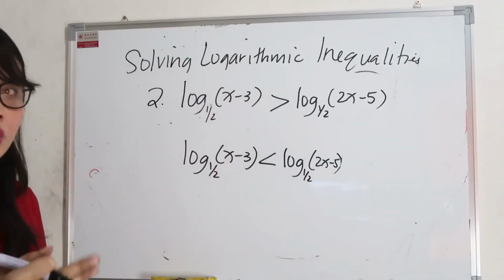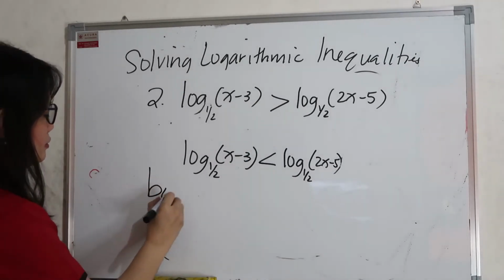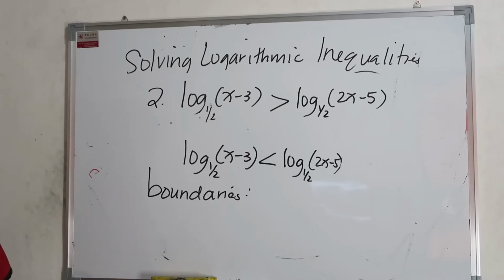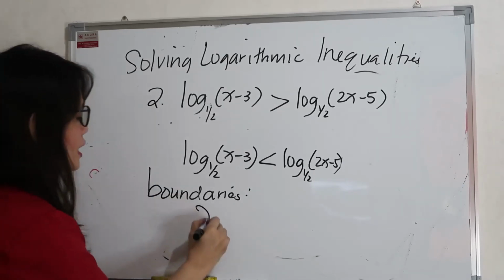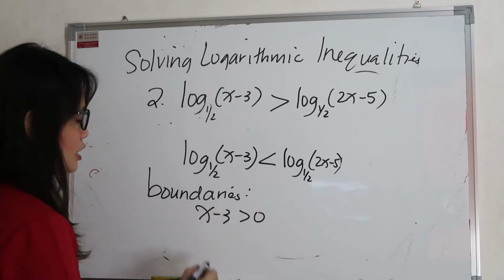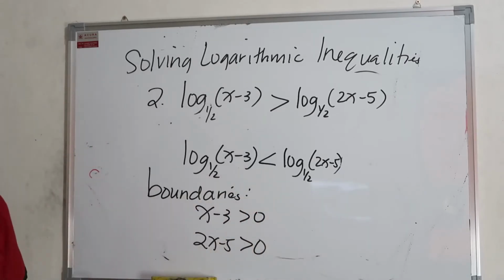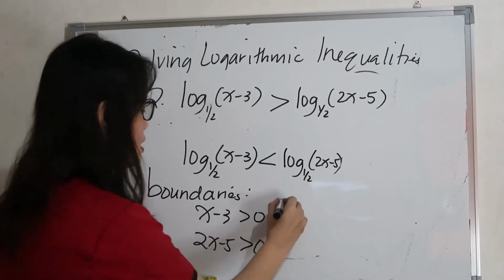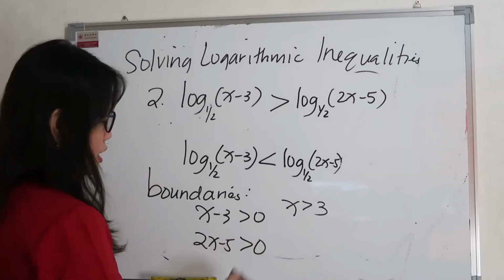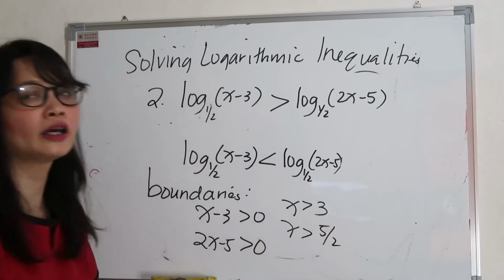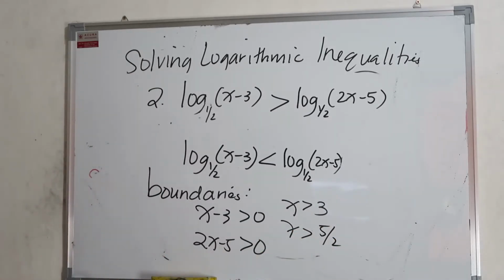Next, after we reverse the symbol, get the boundaries. The boundaries are, as always, greater than 0, regardless of what is given. So we have x minus 3 greater than 0, and 2x minus 5 greater than 0. So we have x is greater than 3, and x is greater than 5/2.